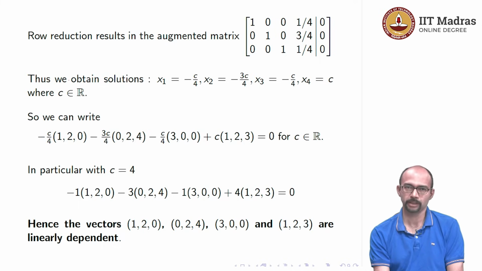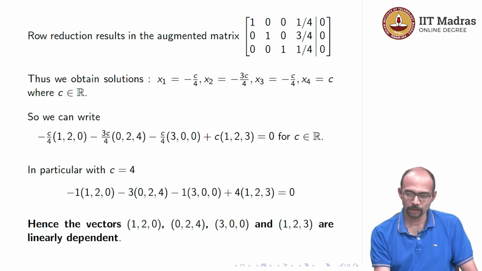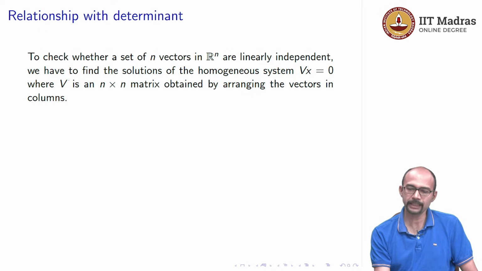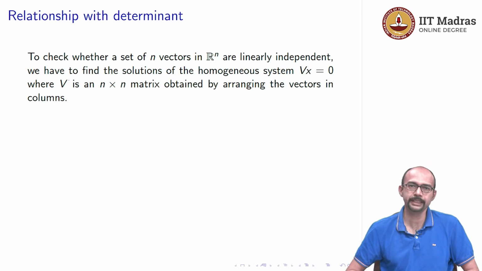We already knew this because remember that we said if you have more than 3 vectors in R3, meaning 4 or more vectors in R3, then they are going to be linearly dependent, and this example shows you why that is happening. Okay. So, finally, let us talk about the relationship with the determinant. We have seen some examples with the determinant.